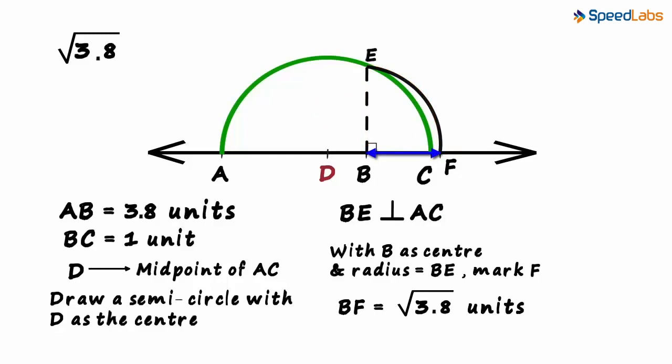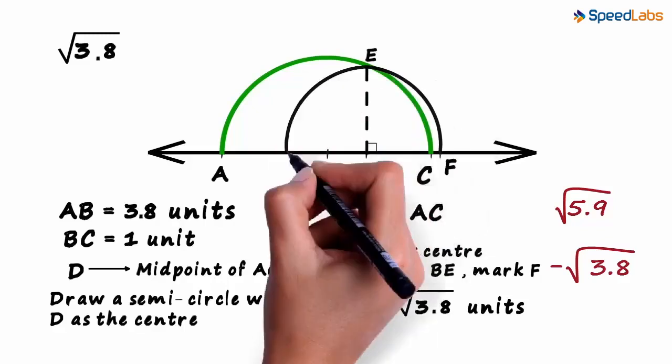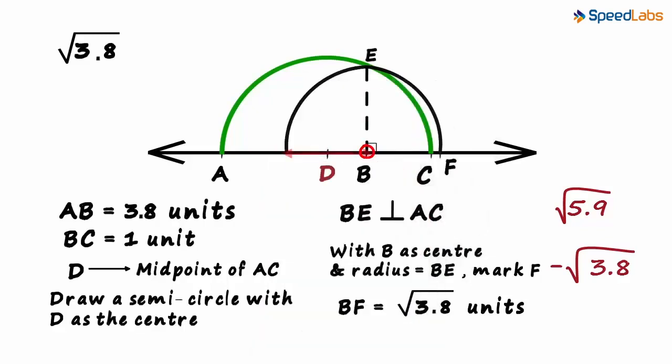This is a rough figure and may not be proportionate or precise. If we had to plot square root of 5.9, we would just have to make the length of AB as 5.9. And if we had to plot the negative of the square root of a number, like maybe minus square root of 3.8, we would just have to draw an arc on the other side of B, like this. So if B is the origin, this length will equal minus square root of 3.8 units. Basically, by using this technique, the square root of any positive rational number can be plotted on a number line.